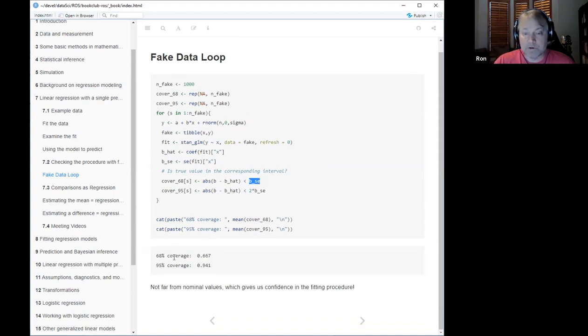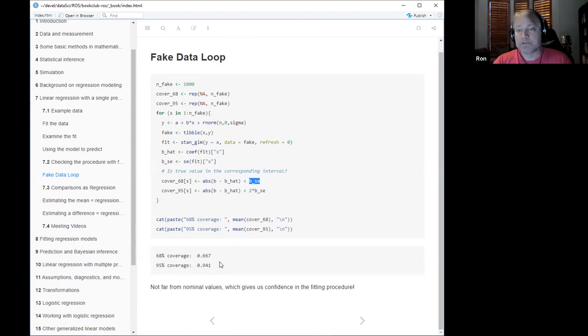And so we just run the loop, and sure enough, it comes out pretty good. For 68% coverage, I get 67%. I only did 1,000 of these. And for 95% coverage, I get 94%. So everything's working. That shouldn't be a surprise.